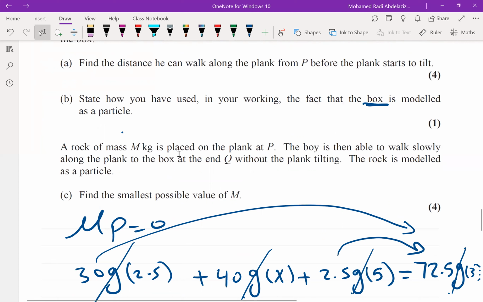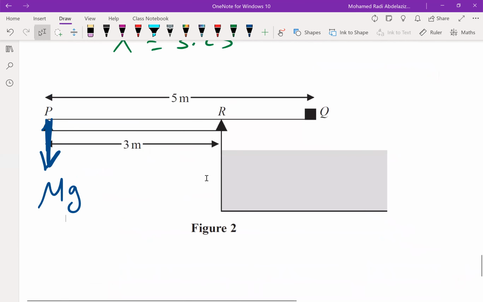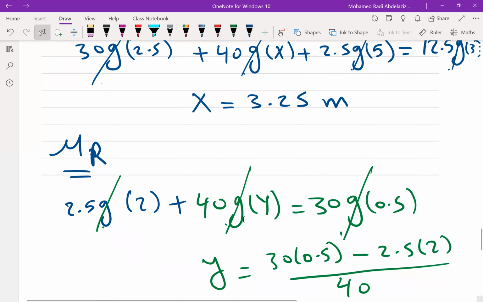A rock of mass m kilogram is placed on the plank at P. The boy is then able to walk slowly along the plank to the box at the end of Q. Now, the box is still here, so its weight 2.5 kilogram, but also the boy is the same, so acting down, which is 40, will be 40 G, both at the same point.